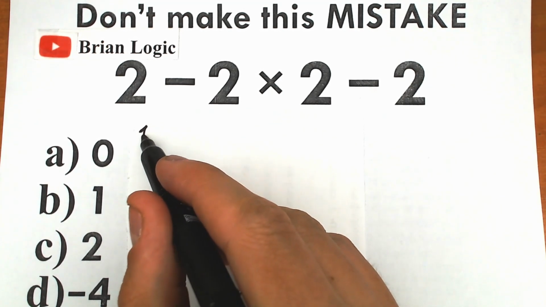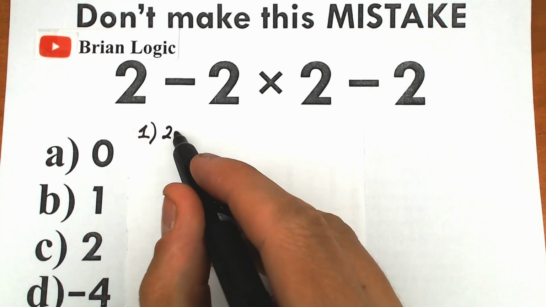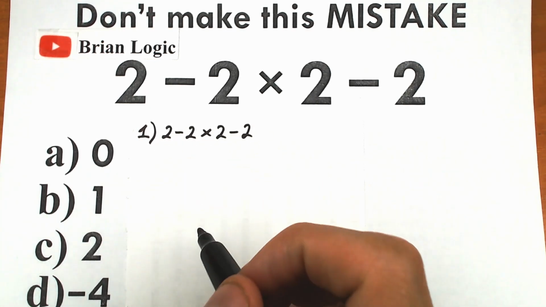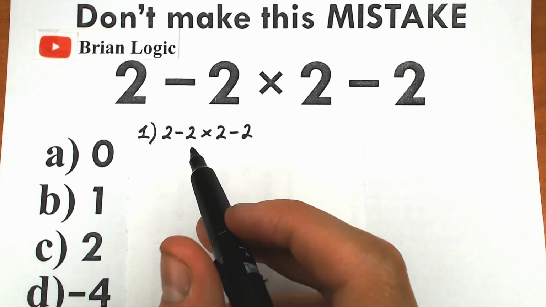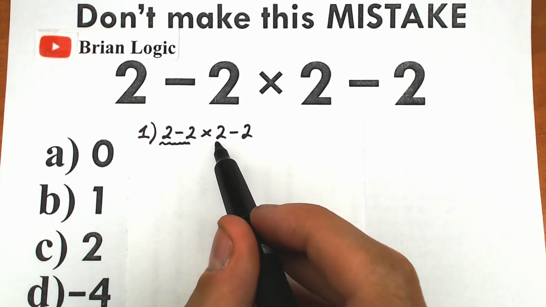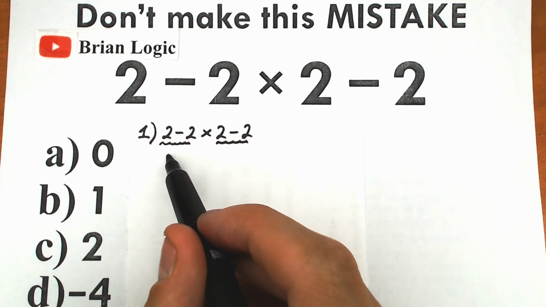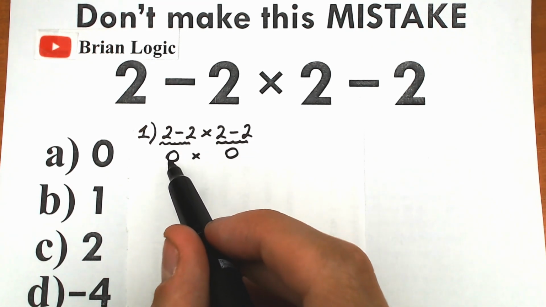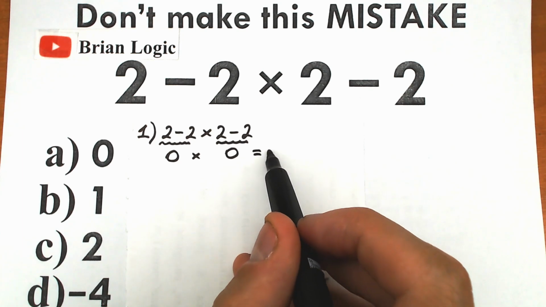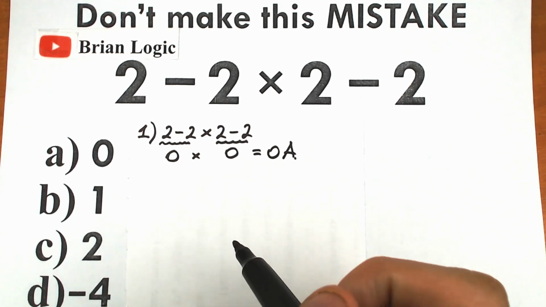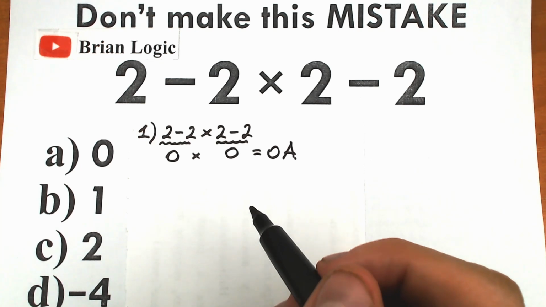We have what looks like our first interpretation. We have 2 minus 2 times 2 minus 2. We have 2 minus 2 on the left and on the right hand side, so we have both the same expression. So 2 minus 2 right here is 0, and the same 0 right here, so 0 times 0, which is equal to 0, and this is option A. So a lot of students say, okay, the correct answer is 0, and let's go to the next question.